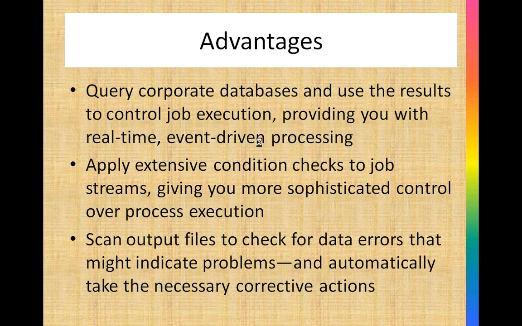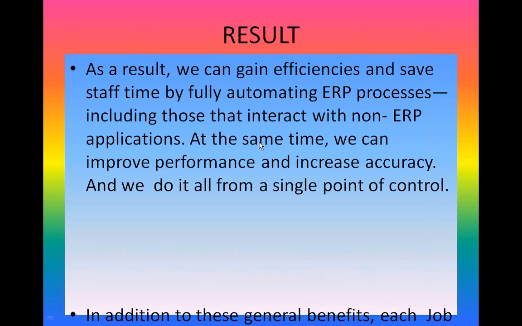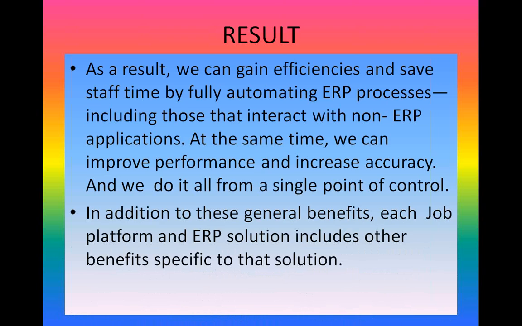So now that we have seen the advantages we get from a job management platform, here we'll see what results we are getting. As a result, we can gain efficiencies and save staff time by fully automating the ERP processes, including those that interact with the non-ERP applications. At the same time, we can improve performance and increase accuracy, and we do it all from a single point of control. So this is a centralized job application platform which controls all your applications in your organization.